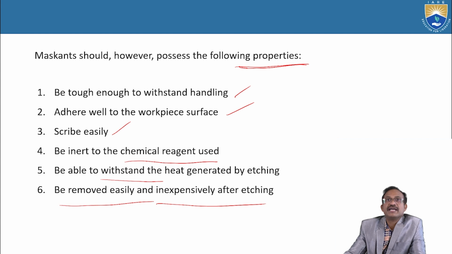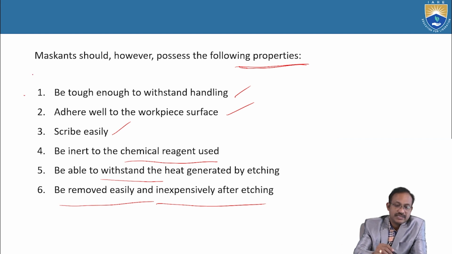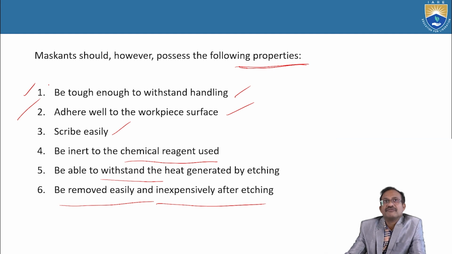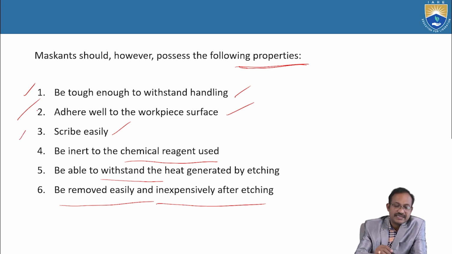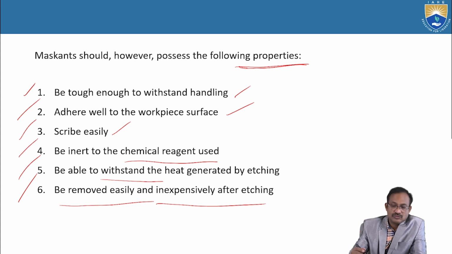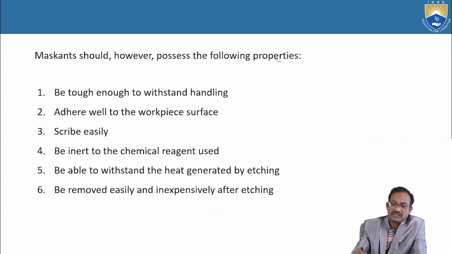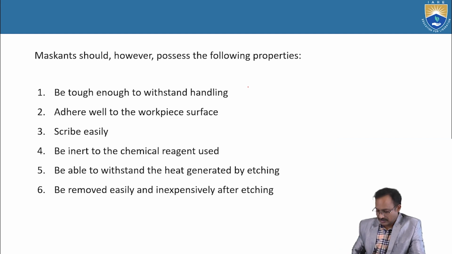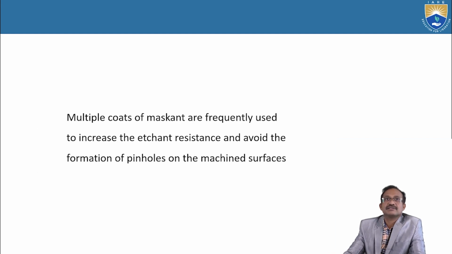Be tough enough to withstand handling. Second one, adhere well to the workpiece surface. Scribe easily. Be inert to the chemical reagent used. Be able to withstand heat generated by etching. Be removed easily and inexpensively after etching. Okay, so these six are very important properties of the maskants.